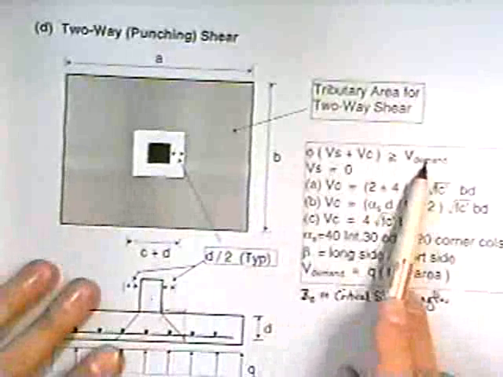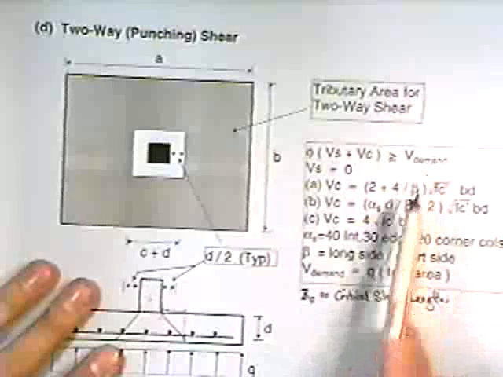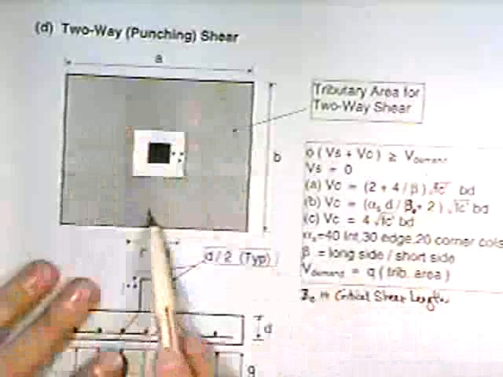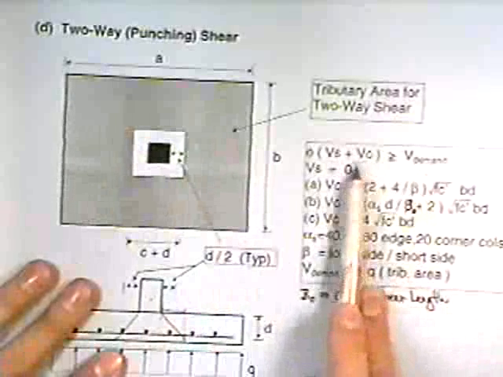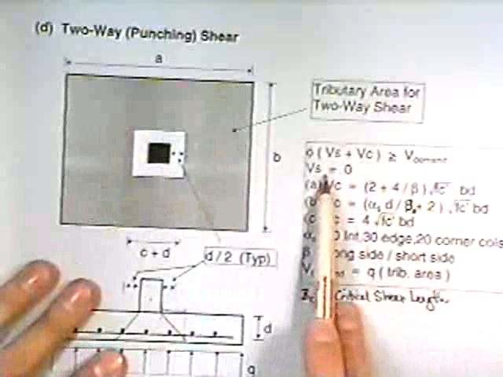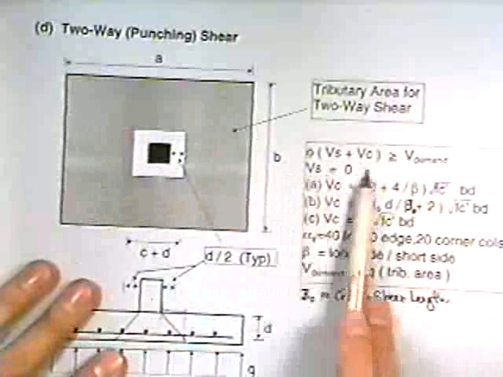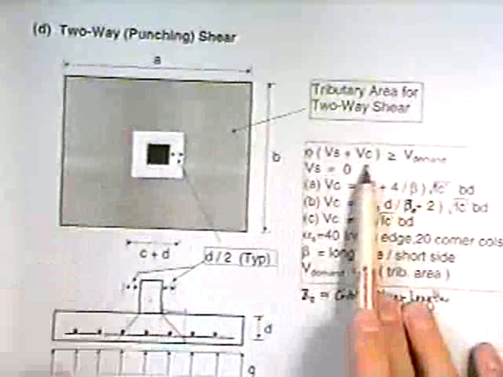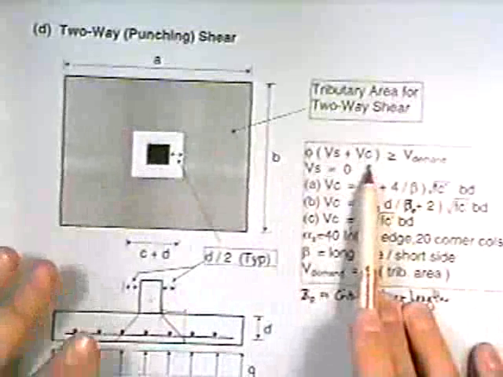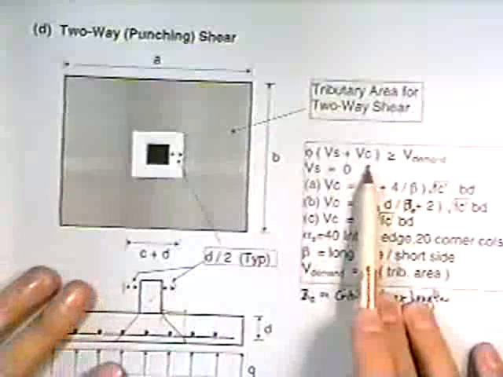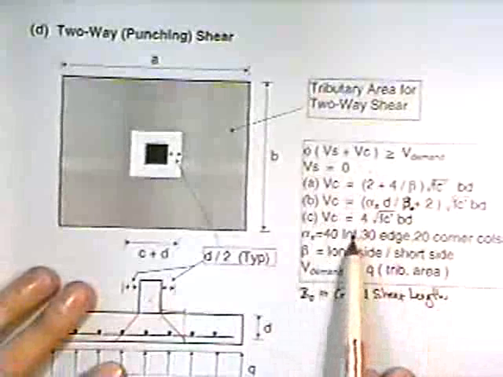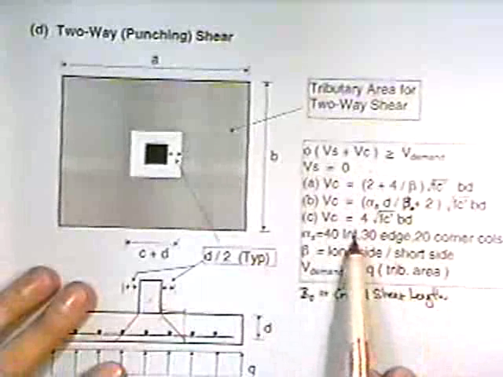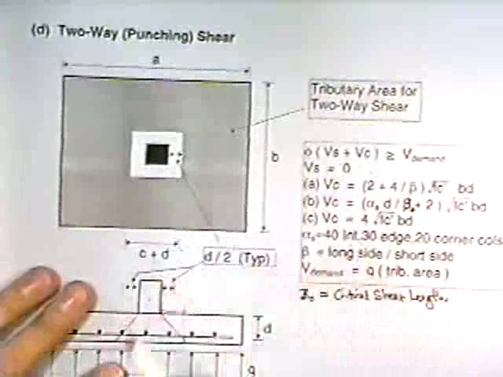Your capacity must exceed the demand. The demand is Q times this shaded area. The capacity is the part from the steel plus the part from the concrete. The part from the steel, again, in a footing, is normally 0, so you drop that out, because no stirrups are used or required. The part from the concrete, now you can use 3 different formulas, because it's acting in a different direction, it's doing two-way action.